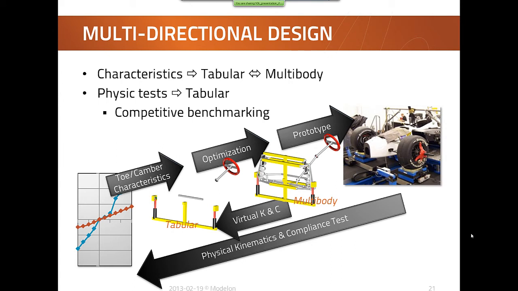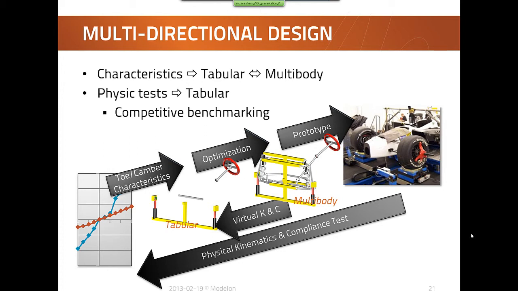Another aspect of the VDL is that it provides for multi-directional design. As I said, there's varying levels of detail in the VDL. So there's different levels of representation for the different subsystems, and especially suspensions. As you can see in this case, you could start with some desired toe and camber characteristics or curves and import those directly into a tabular suspension.